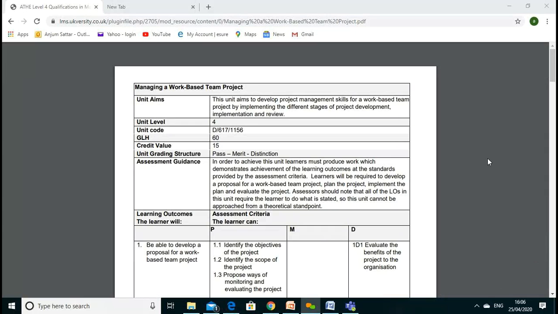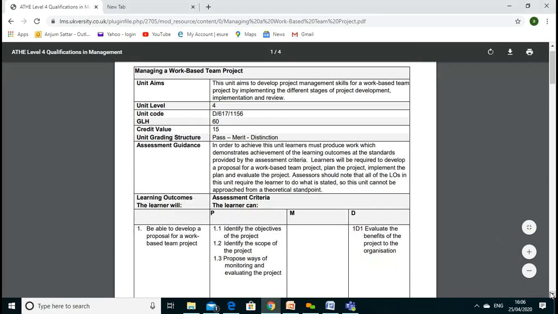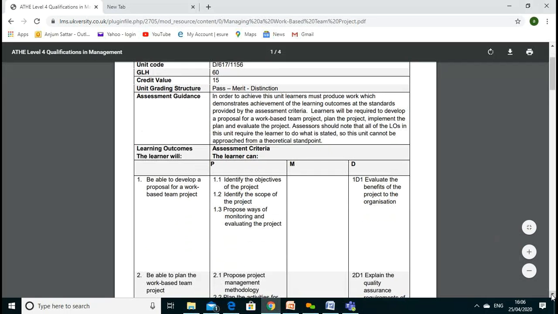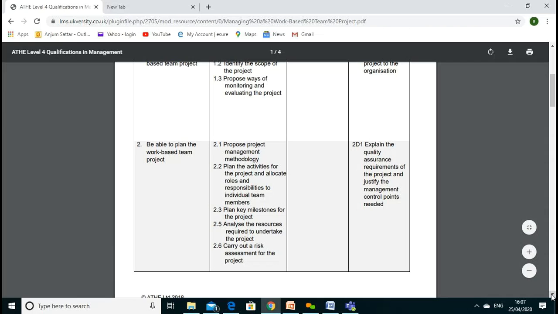So we'll start. Today's lesson we'll go through LO3. Before starting this lesson, we'll first recap what we learned during our previous two lessons. In the first lesson, we discussed being able to develop a proposal for a work-based team. We discussed the project and the project team. We discussed forming, norming, and storming in terms of team building.